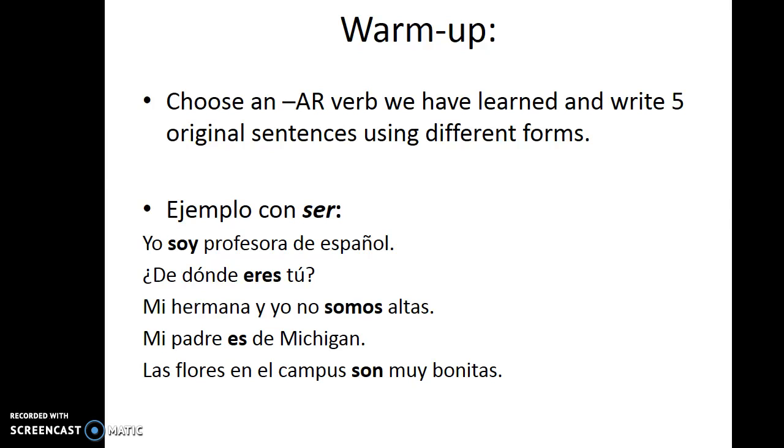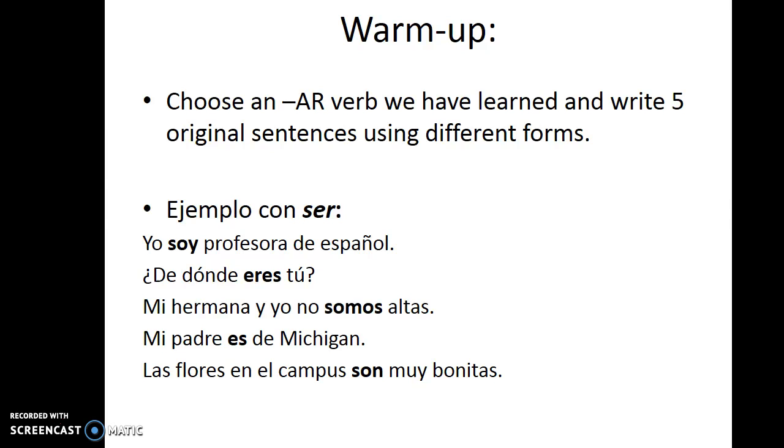Sentence with tú, ¿de dónde eres tú? Example with nosotros or nosotras: Mi hermana y yo no somos altas. An example for él would be: mi padre es de Michigan. And an example with the plural third person form: las flores en el campus son muy bonitas.